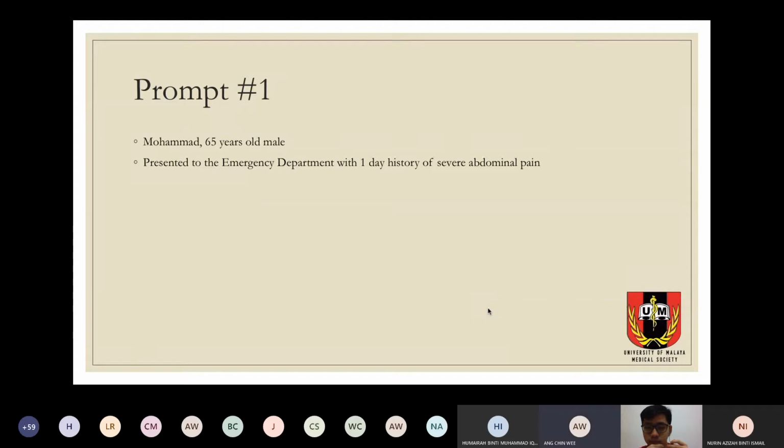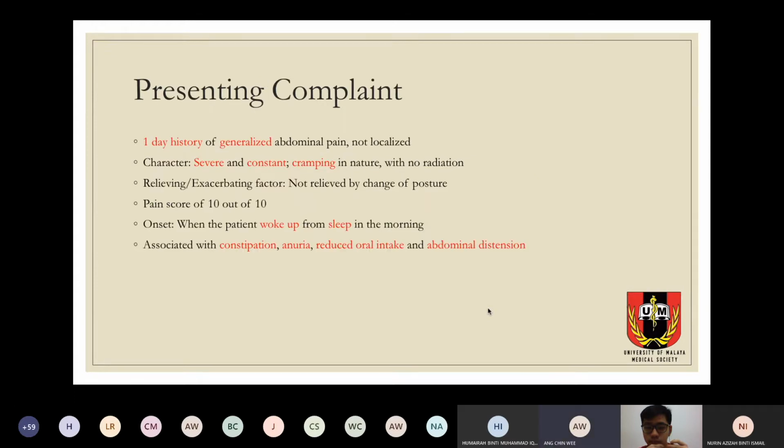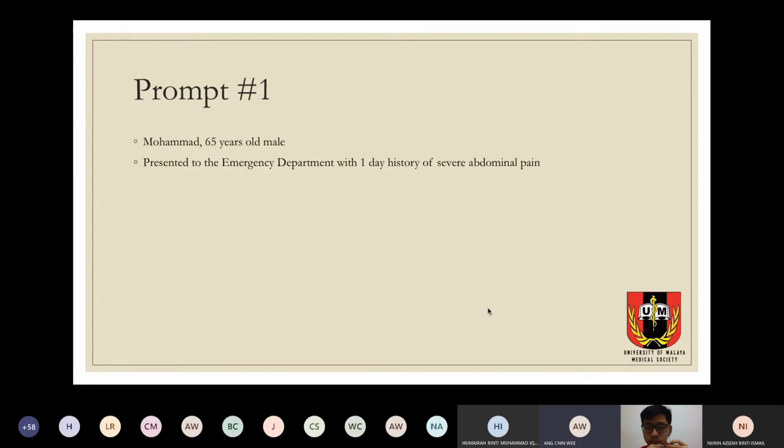Mr. Muhammad is a 65-year-old male presented to the ED with a one-day history of severe abdominal pain. Okay, so this is obviously an acute abdominal pain. So let's just move on. So for the presenting, yeah. Can I stop you there? Before you move on, go back to the slide.